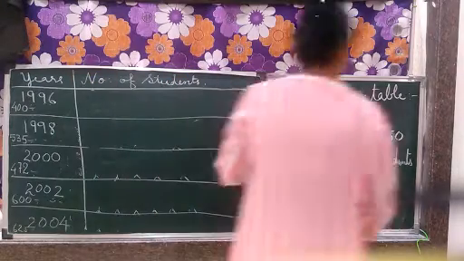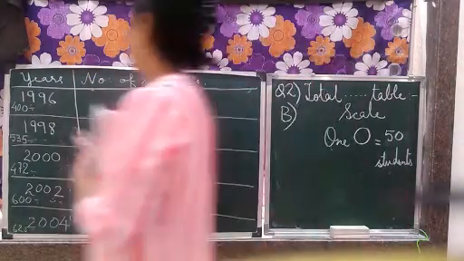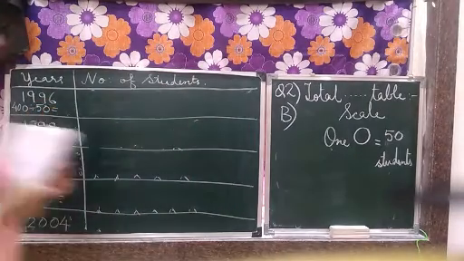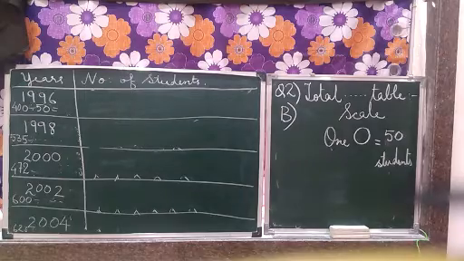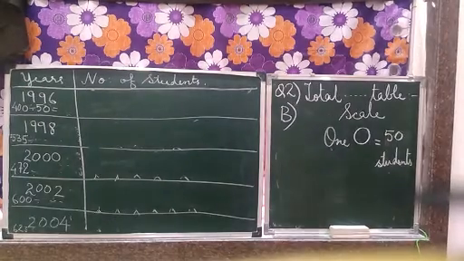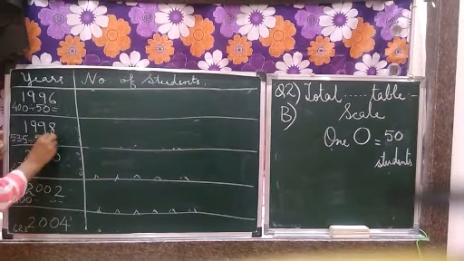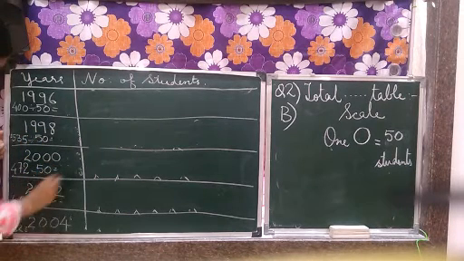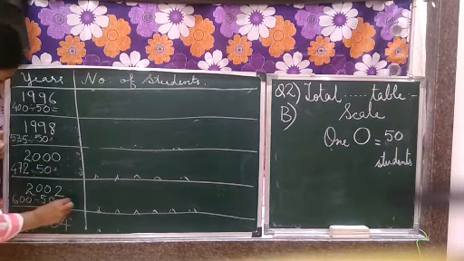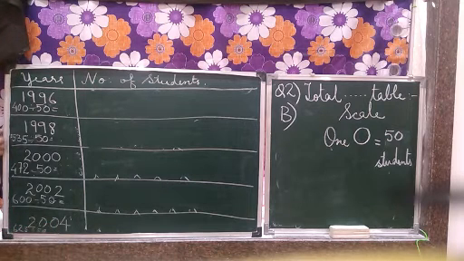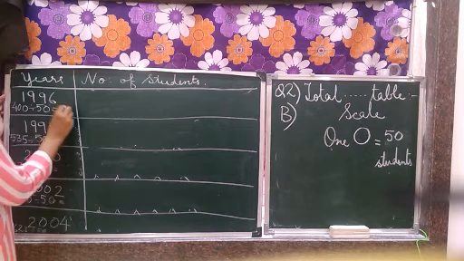So now we are going to draw the circles instead of, we are dividing by 50. Already numbers are written. When you divide by 50, 8.